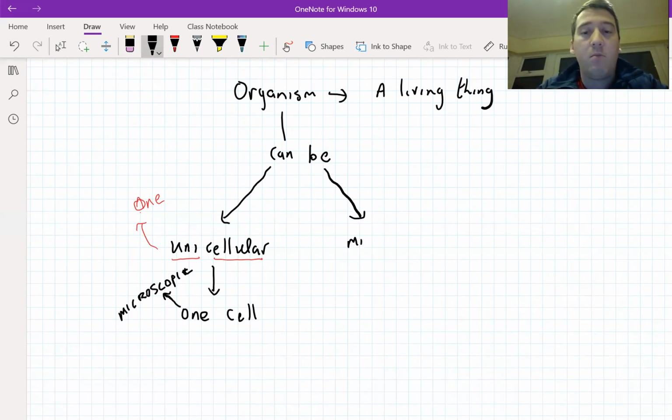If they're not unicellular, then they have more than one cell. These are what we call multicellular. So organisms which are made of more than one cell are multicellular. Multi just means many. So this means many cells.